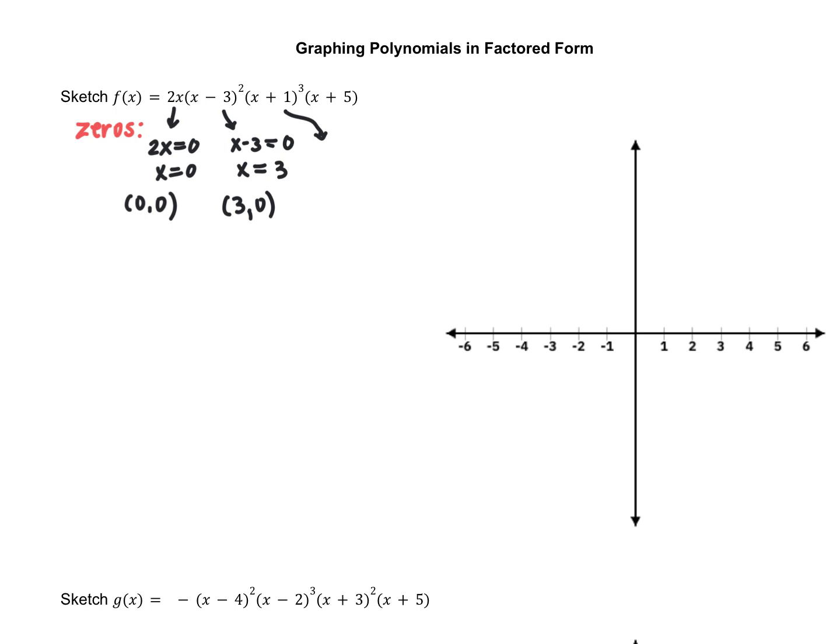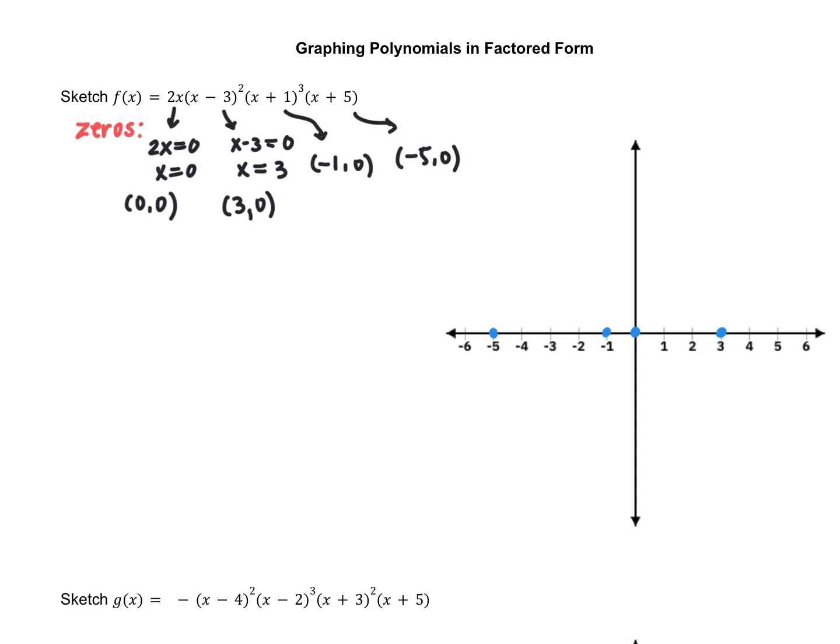So for x plus 1, we have negative 1 comma 0. And for x plus 5, negative 5 comma 0. And then we can go ahead and plot these values: the origin, 3, negative 1, and negative 5.